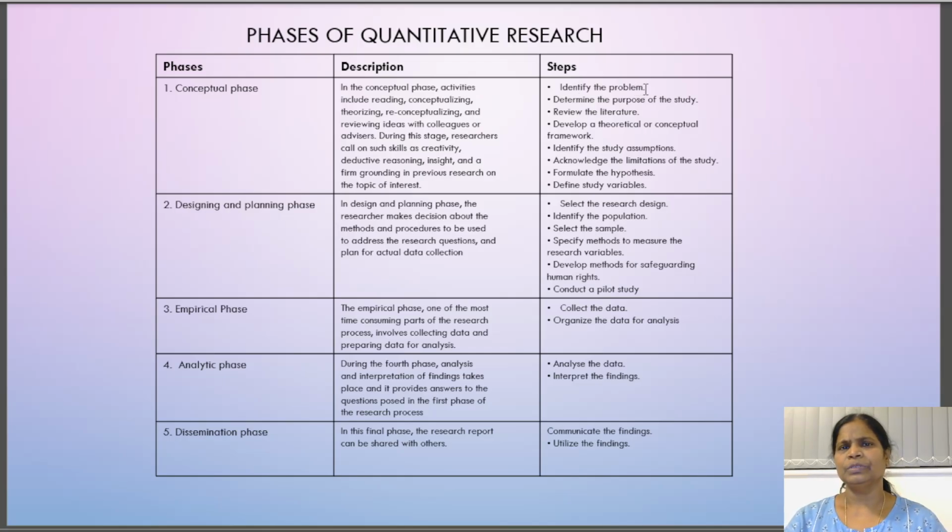In order to have this idea of the concept, we need to go through certain steps: identify a problem, determine the purpose of the study, review the literature, and develop the theoretical and conceptual framework. We identify the study assumptions, what we assume, and the limitations of the study, and we formulate the hypothesis and define the study variables, which we call the operational definition. So the conceptual phase includes everything from identification of the problem to operational definitions.